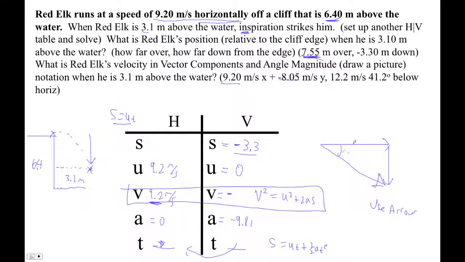And then find this. This is going to be the inverse tan of opposite over adjacent. And then the magnitude, the speed of it, this 12.2. So the 41.2 will be that, and then the 12.2 will be the square root of this guy squared and this guy squared.